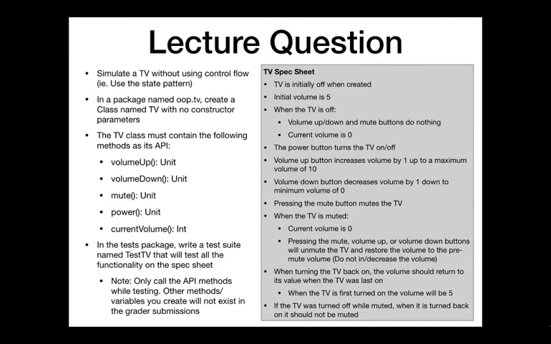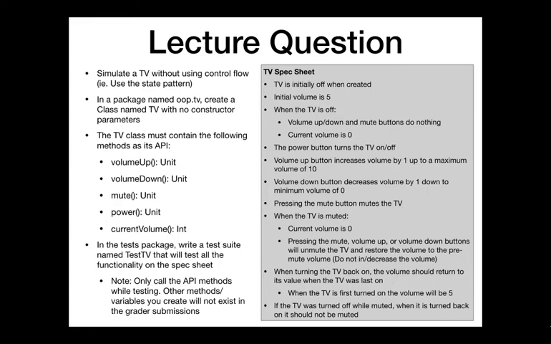Same with muting. If I turn the TV on and press down a few times, I decrease the volume to 3, and then I mute the TV, current volume will be returning 0. And then if I push mute again, it'll unmute, or if I push volume up or volume down, it's going to unmute without changing the volume. So if I hit any of those 3 buttons that all have the same functionality, that'll return the volume to 3. It'll give me that current volume again. It's not going to reset.